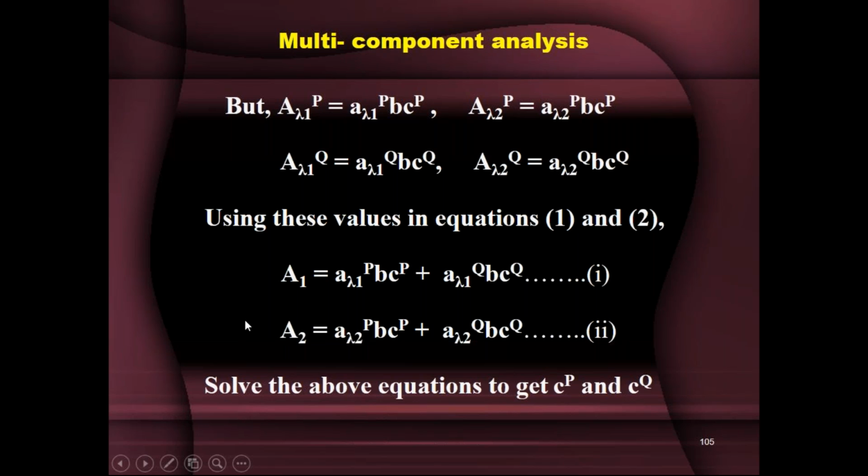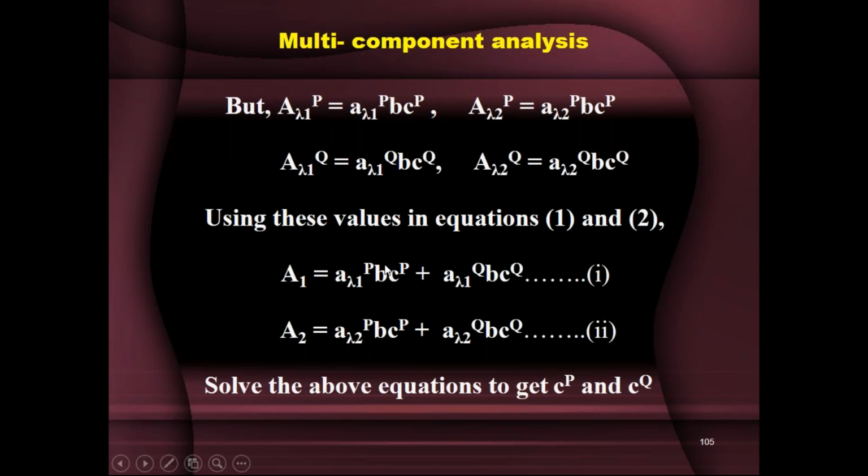So using the values in equation 1 and 2, we ultimately get these two equations. A1 equals absorptivity of P at lambda 1 times B times CP. Now, why have we not used lambda 1 here? Because concentration is not dependent on wavelength, whereas absorptivity is dependent on wavelength. And why have we not used any superscript or subscript?